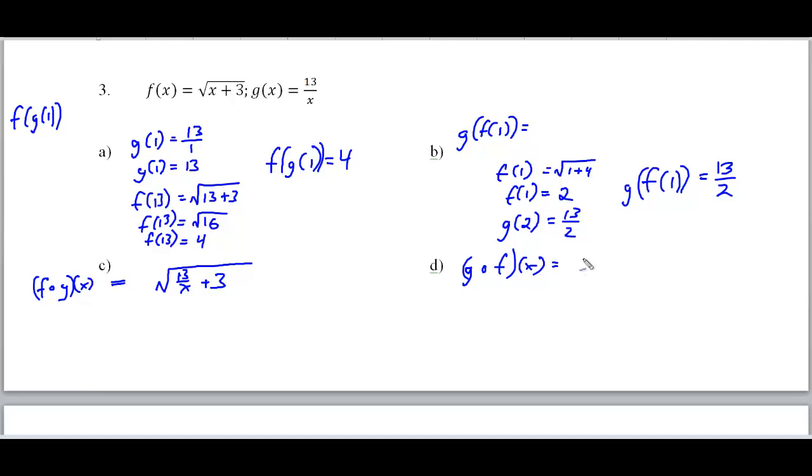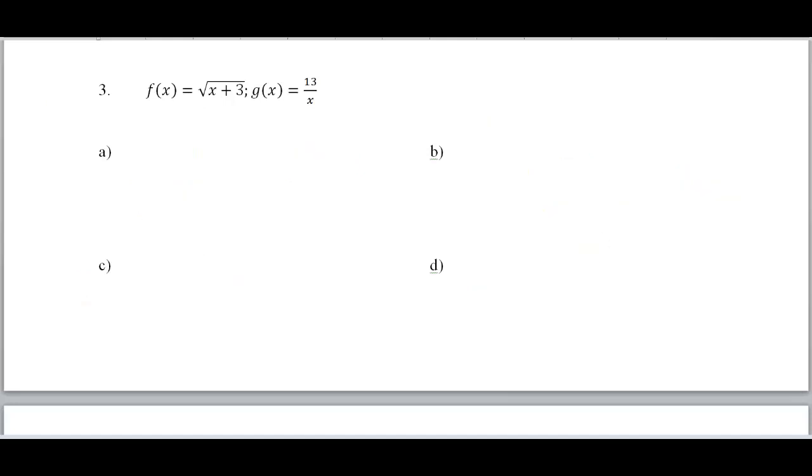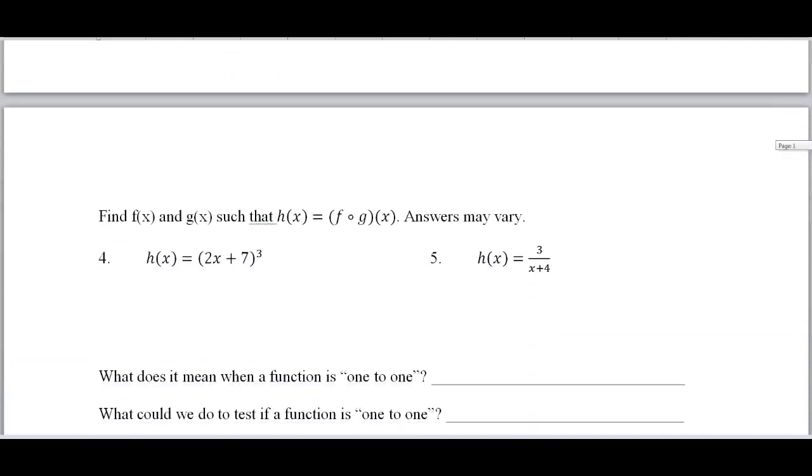So I start off with my g of x equation, and I'm going to stuff my f of x right into that, which is the square root of x plus 3. You could rationalize a denominator, but that's not going to be the important part of this lesson. So instead of traveling down a 5 to 10 minute route with that, it's just best to leave it as it is, like your book does. All right, so moving on to page 2.